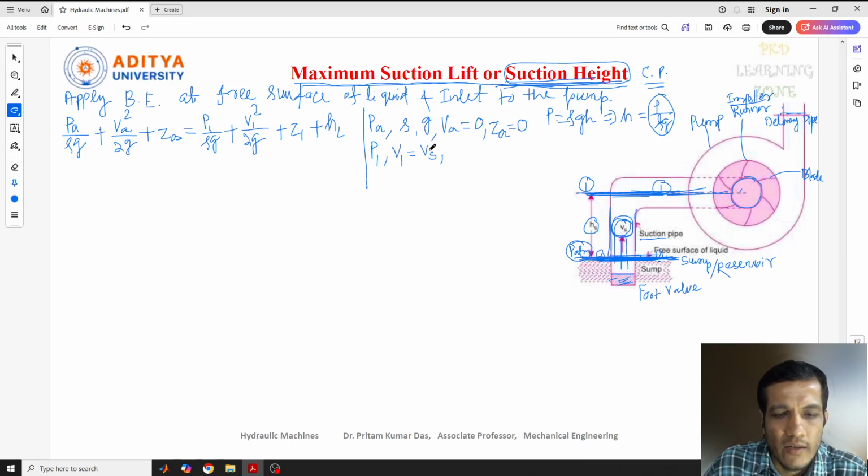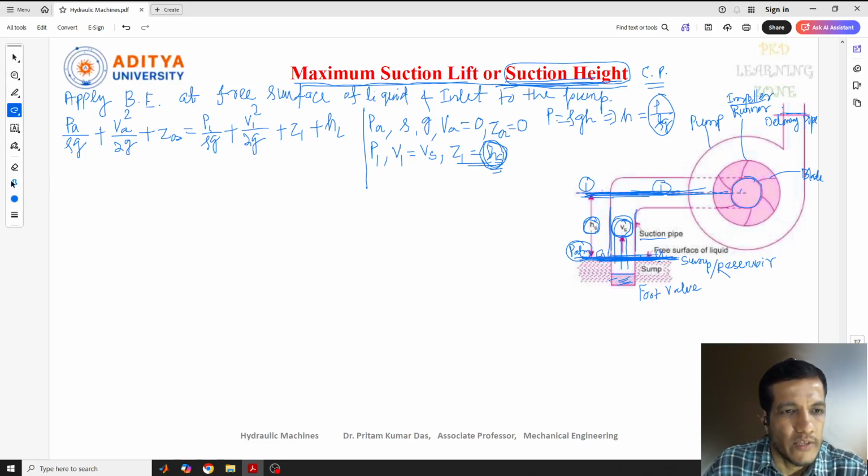And the next one, Z1. Z1 equal to the total distance from here to here, the height of the inlet of the pump from the datum line. This one you can also write, this is our suction head or suction height. These things we need to calculate. Here it is mentioned how much height is there, HS. So this one we need to find out.